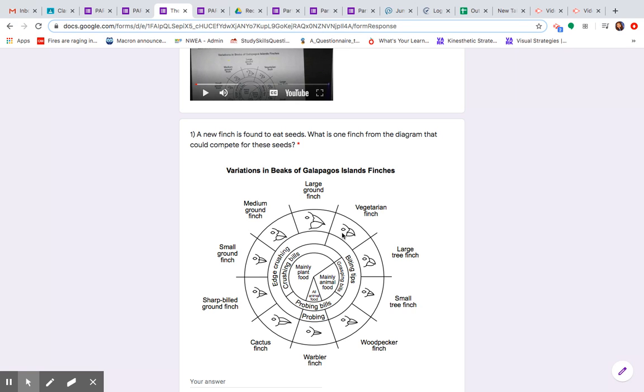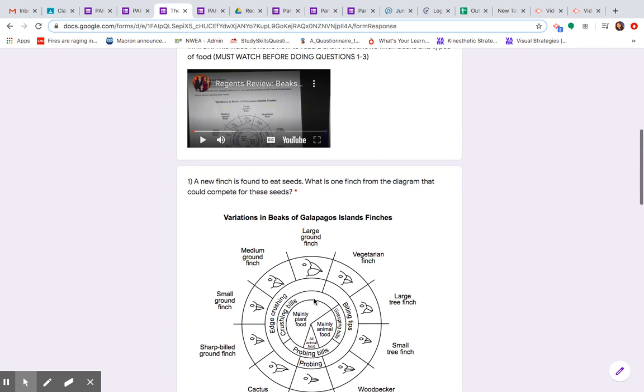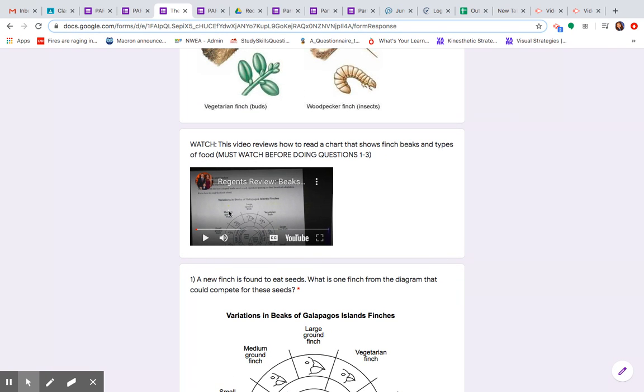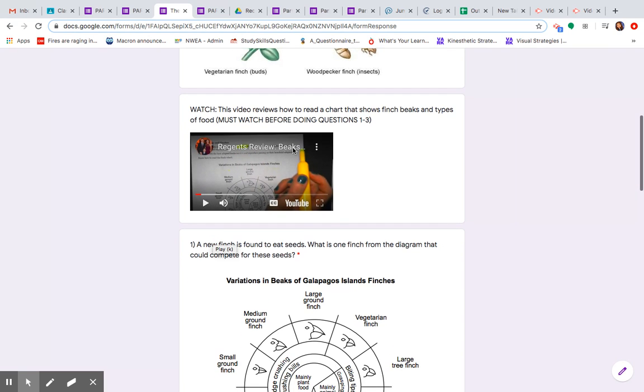types of beaks. Okay, so that was a very short version of what this video is explaining. I recommend you watching the video in its entirety. It's only a few minutes long, and the person goes through each of these rings in the diagram thoroughly. Okay? All right, so let's take a look at these 3 questions based on this video that you should watch before you do the questions.